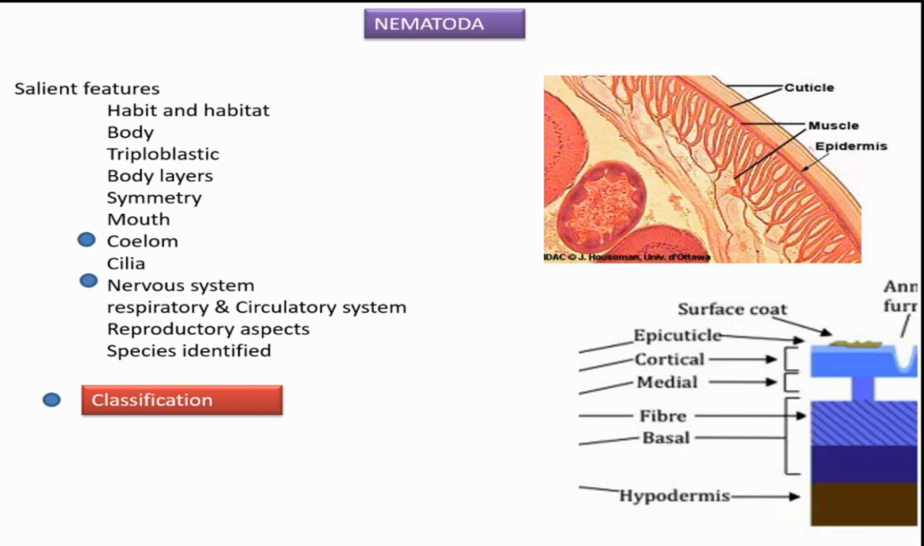The members of this phylum are all roundworms, and they have cosmopolitan distribution. Cosmopolitan distribution means it has a wide distribution. Then salient features. Regarding the habitat, it is parasitic on plants and animals. Parasitic on plants and animals. And they are found in moist terrestrial environments.